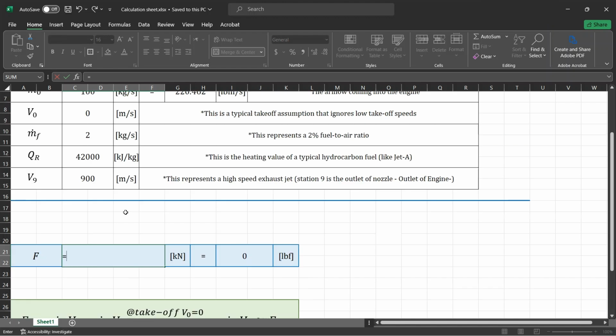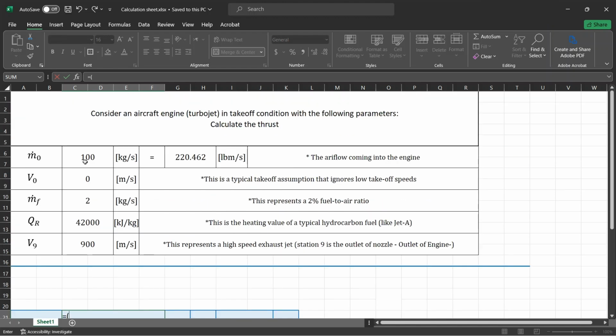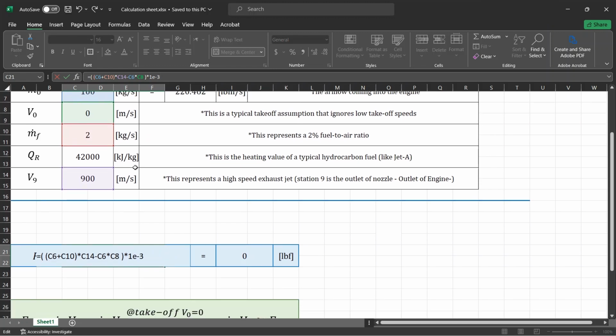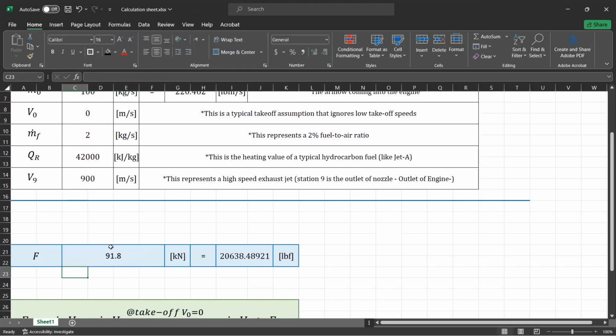It's going to equal m dot 0, the airflow at the inlet of the engine, plus the fuel mass flow, times V9, 900 meters per second. And you notice that V0 is 0, so even if we use that term, we're going to get 0. And all this would be times 1e-3 to calculate the kilonewtons. Now this is going to get us to 91.8 kilonewtons of thrust.